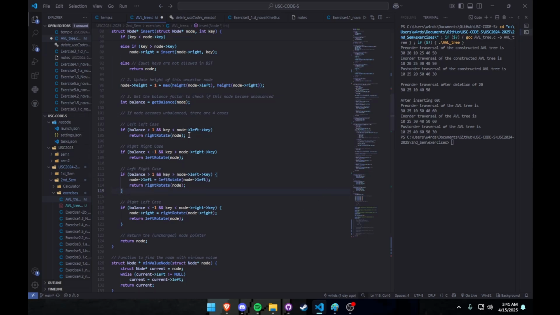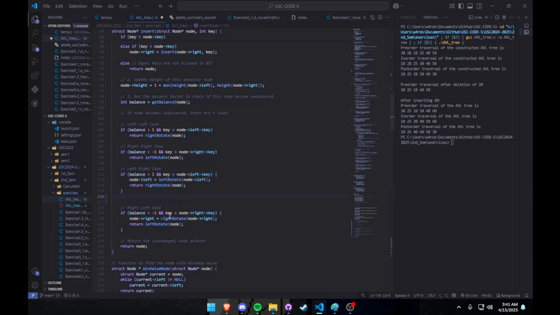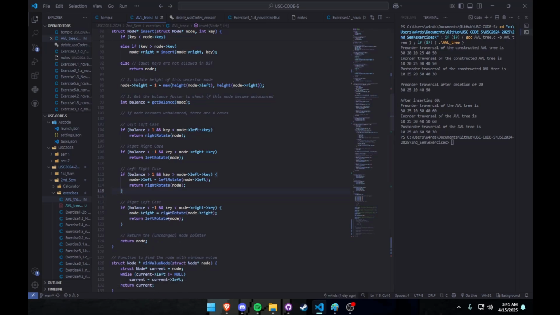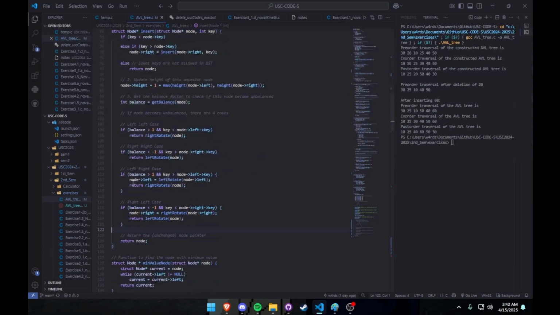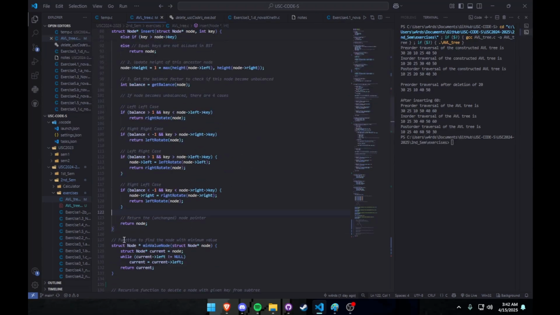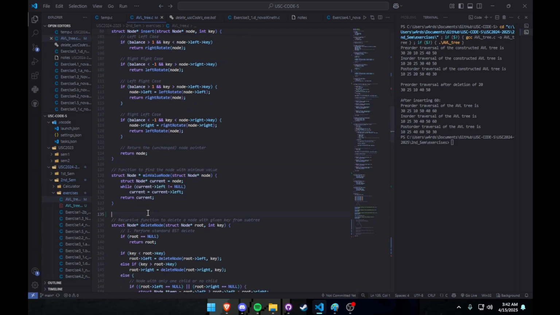Unfortunately I can't draw that much right now, so you're just going to have to base it off John's diagrams. But this is how you would do it for the left right case and the right left case. And I believe that's it for insertion. I believe so. Yeah, that's everything.